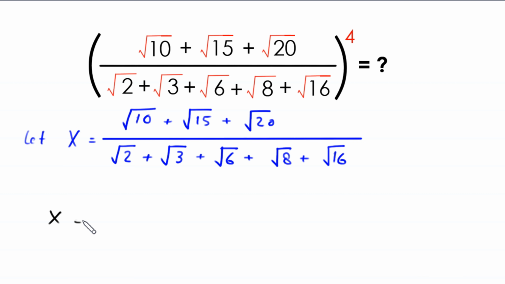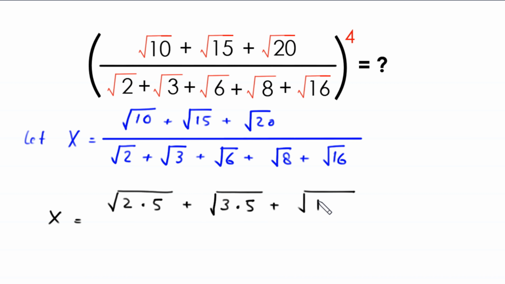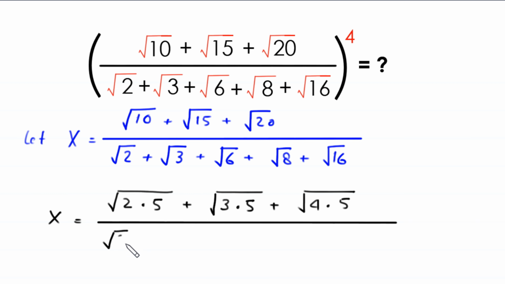Next, x is equal to this root 10 can be written as root 2 times 5 plus this root 15 can be written as root 3 times 5 plus this root 20 can be written as root 4 times 5 divided by root 2 plus root 3 plus this root 6 can be written as root 2 times 3 plus this root 8 can be written as root 4 times 2 plus this root 16 will become 4.